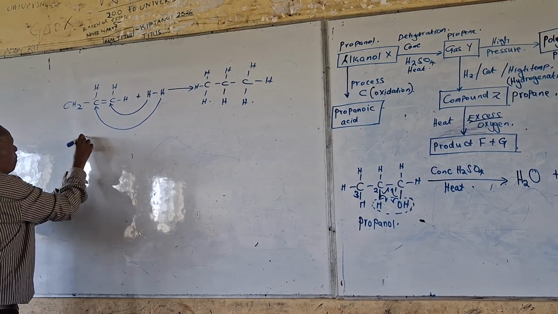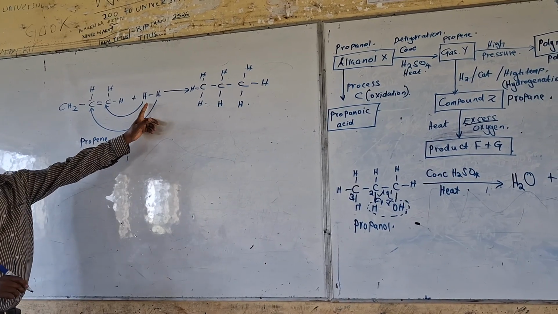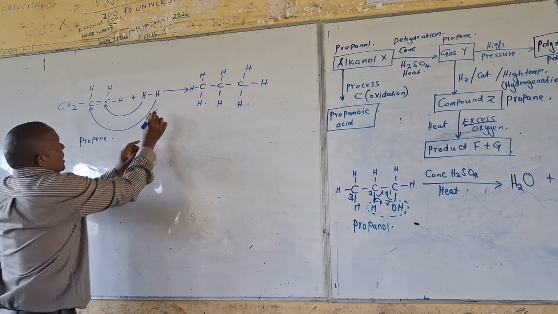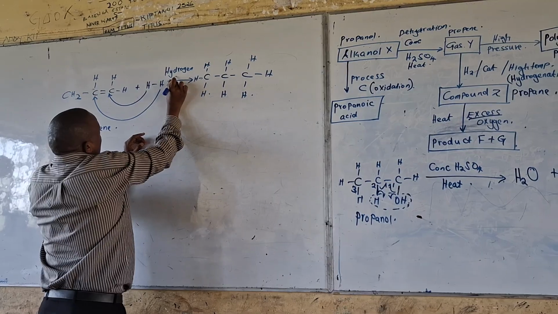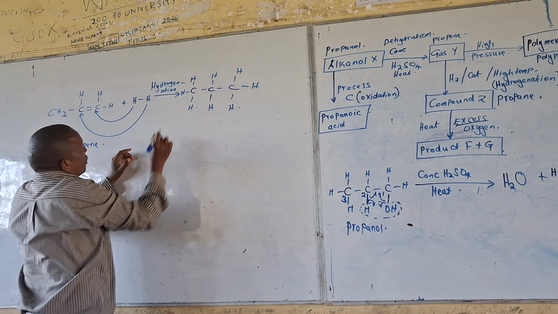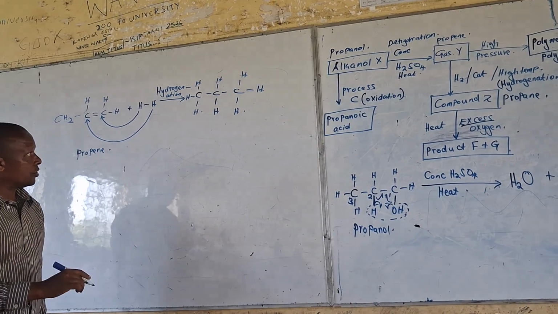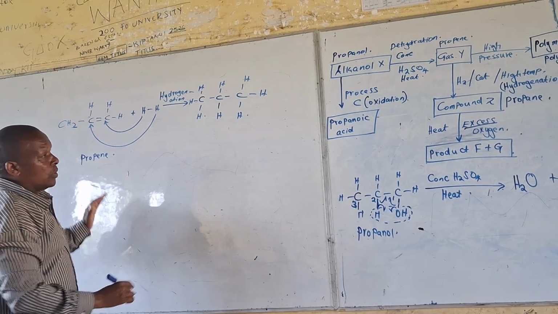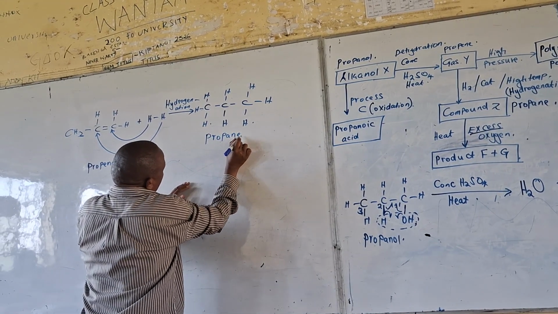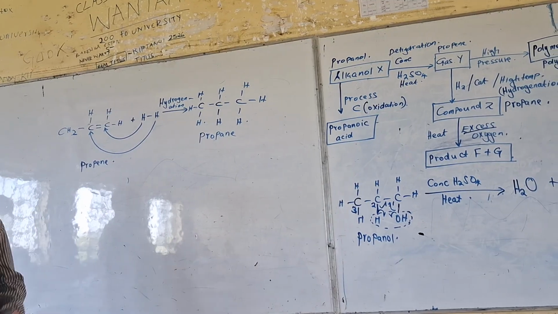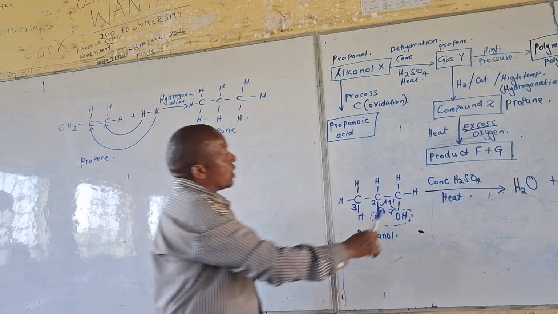This was propene. We have carried out a process known as hydrogenation. Hydrogenation is a type of addition reaction. A type of what? Addition reaction. So hydrogenation of propene will lead to formation of propane. So the product is propane. Are we together? Propene undergoes hydrogenation to give us what? Propane. So we are done with compound Z.